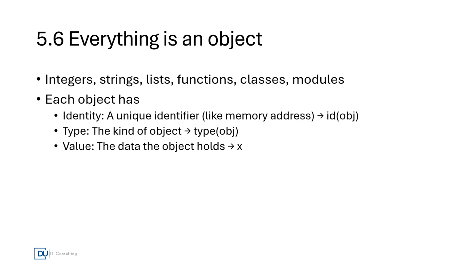Everything in Python is an object, whether it's an integer, string, list, function, class, or even a module. All these objects are stored in the computer's memory, and each has a unique address. The address is usually represented as an integer in Python and can be obtained using the function id. Each object is of a particular type. To know the type of an object, you can use the type function. Each object also holds some data or value, which can be accessed by using the variable name.